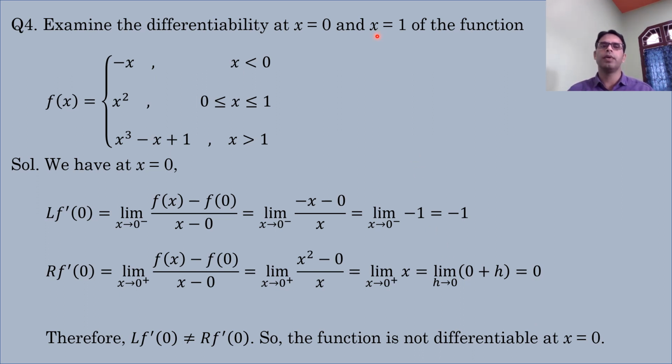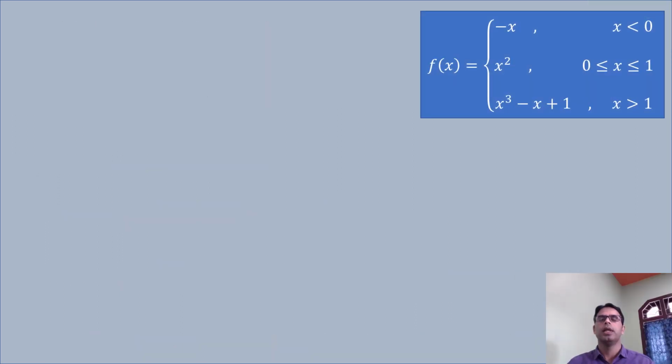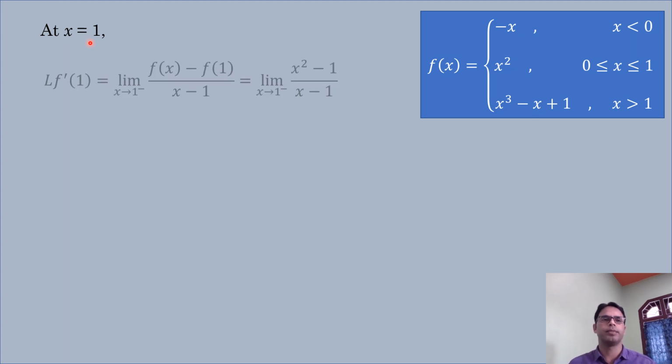Now we check the differentiability at x equal to 1, by a similar method. This is our function. Do not write in your copy now, because it is already written in your copy. So now at x equal to 1, here also we find Lf'(1) and Rf'(1). For Lf'(1), x tends to 1 minus, this is the definition, (f(x) minus f(1)) divided by x minus 1. Actually it is x minus a, and f(a), but here a is 1, so x minus 1, and f(1).